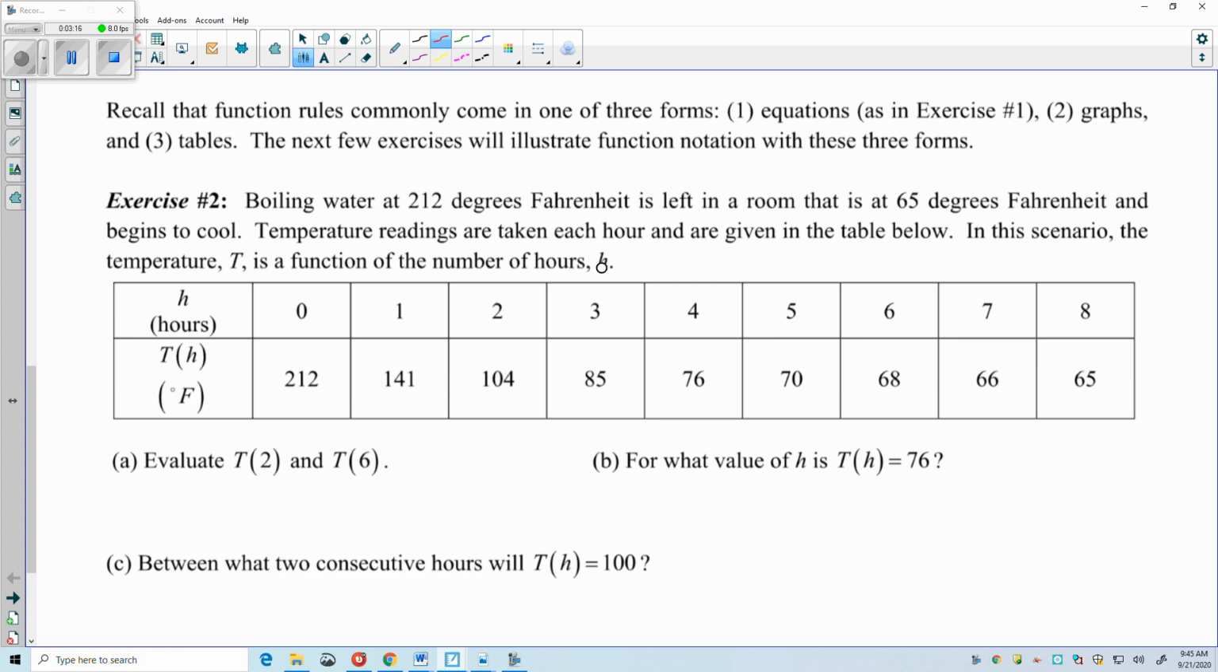And the h is your x value. So I can almost think of this as like my y and my x. Okay, my dependent, my independent. I'm plugging this value into the big function. Okay, so this is what the chart gives us. At 0 hours, the temperature is 212. At 1 hour, the temperature is 141. At 2 hours, it's 104, and so on.